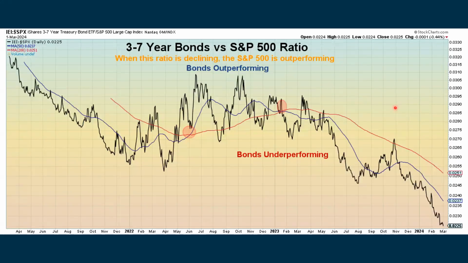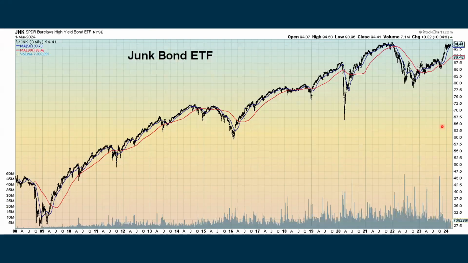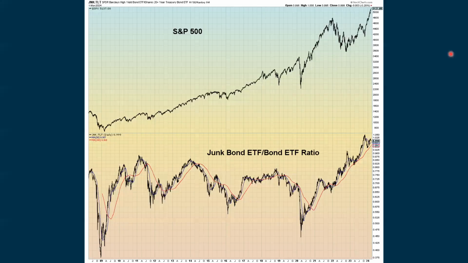And then this is 3 to 7 year bonds and comparing them with stocks. This is showing how bonds are underperforming. To say that another way, stocks are outperforming. Junk bonds, not really hitting new all-time highs yet, but still in a really solid uptrend. And then we do a ratio between junk bonds and then more conservative bonds, showing how junk bonds are outperforming.